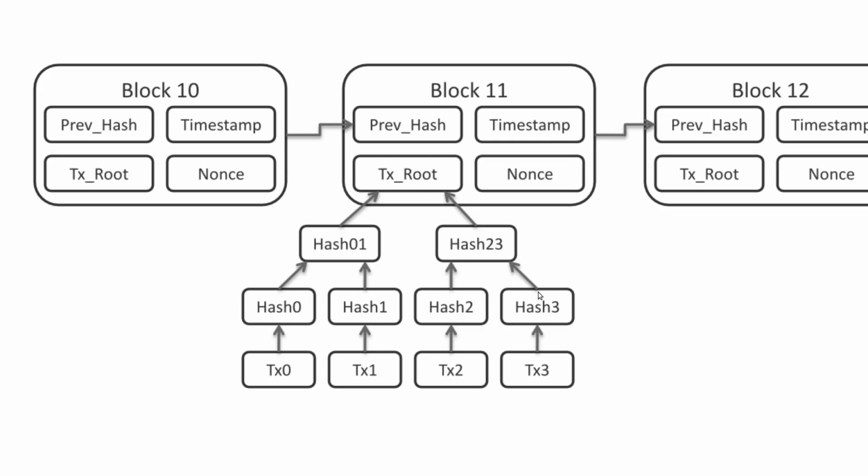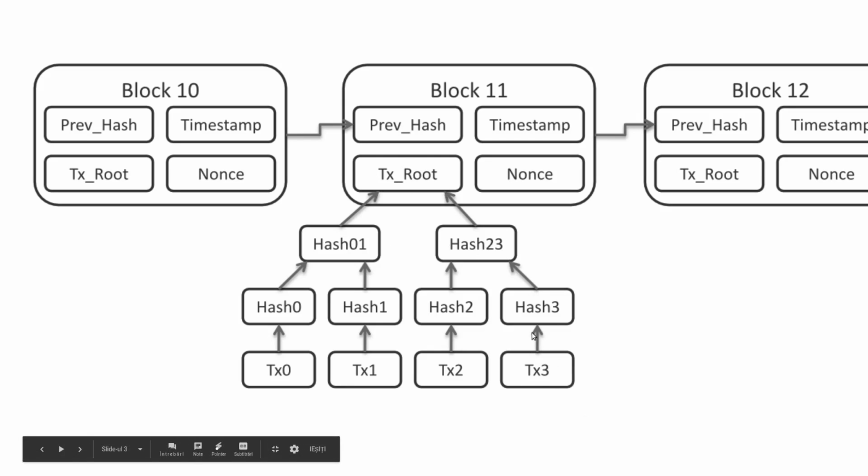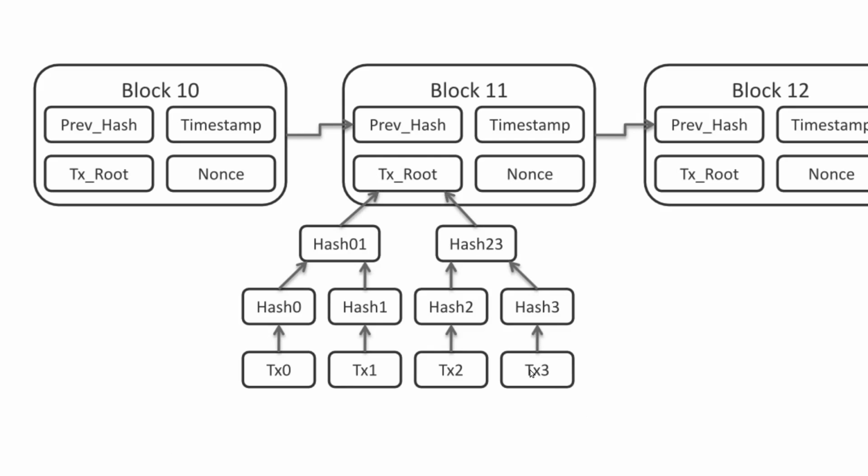The main idea is that in order to validate a transaction, I don't need all the other transactions. For example, if I want to validate transaction number 3, I need only hash 2 and hash 0,1, and I can calculate the Merkle tree root because it will be identical. So I'm skipping downloading transaction number 2, transaction number 1, and transaction number 0. I don't even need hash 0 and hash 1, because I need to download only hash 0,1. By doing this, I can prove that transaction TX3 is actually in block 11.